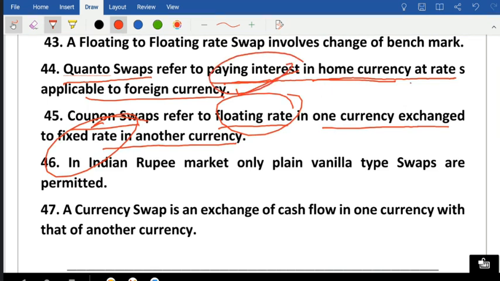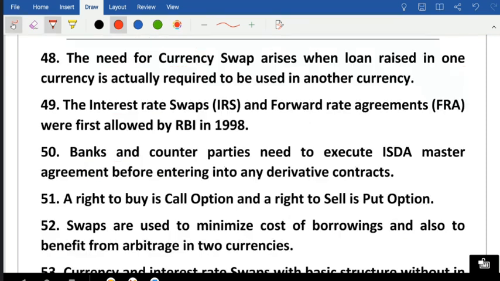In the Indian rupee market, only plain vanilla type swaps are permitted. Plain vanilla means simple, rupee to rupee, nothing is direct. A currency swap is the exchange of cash flow in one currency with the currency of another country. The need for currency swaps arises when a loan raised in one currency is required to be used in another currency. That means you have to swap the currency. For example, you have raised a loan in Indian rupee, but you are paying a customer located in another country.